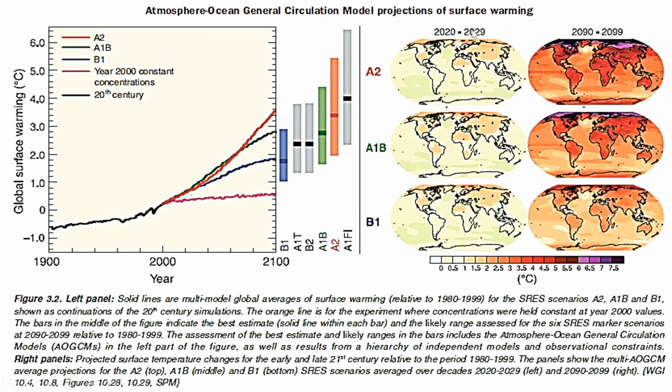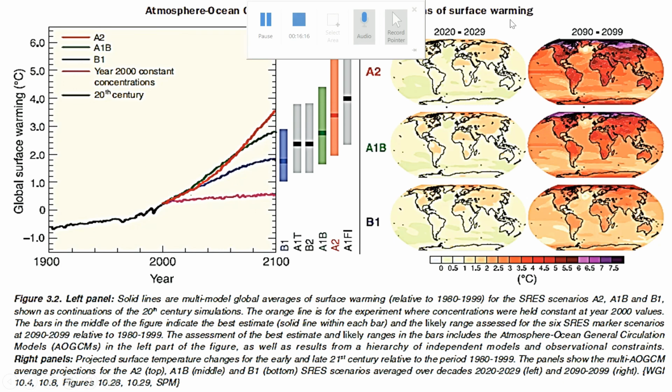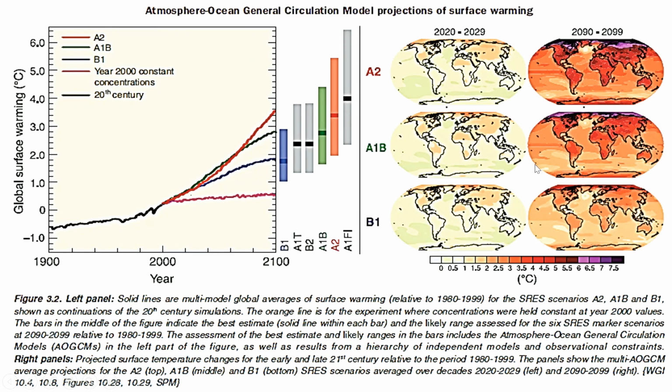So this is the projection of the temperature as it continuously warms. So in 2020, 2029, ito siya. And painit siya ng painit. So 100 years from now, we do not know what will happen. All we know, we can project that the earth is continuously warming.